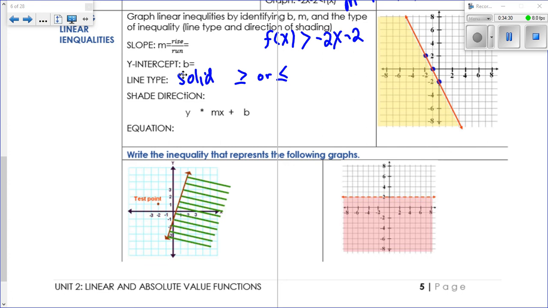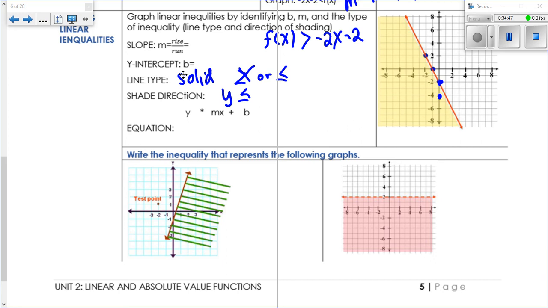So it's shaded below the line. I can pick a y value below it, and it looks like those y values in that solution set are less than. So it's not this one. It's going to be y is less than or equal to. Okay?